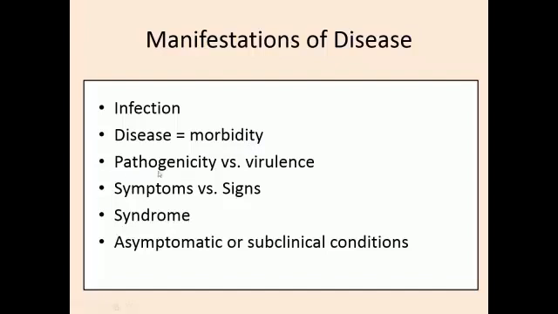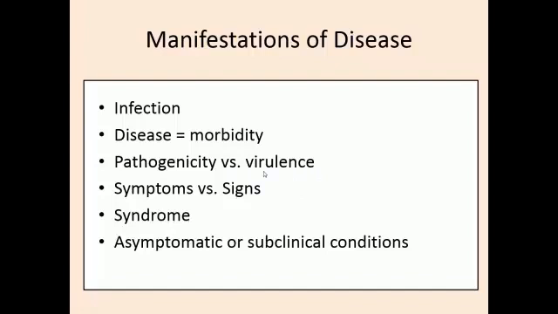Let's talk about pathogenicity versus virulence. Pathogenicity refers to the ability of a pathogen to cause disease, and virulence is a measure of how severe that disease is. So these two are not necessarily connected. Rhinovirus is extremely pathogenic. It has a great capacity for causing the common cold in humans, but the common cold is not especially virulent. Very few people die of the common cold.